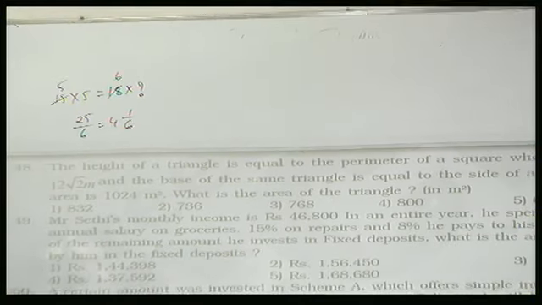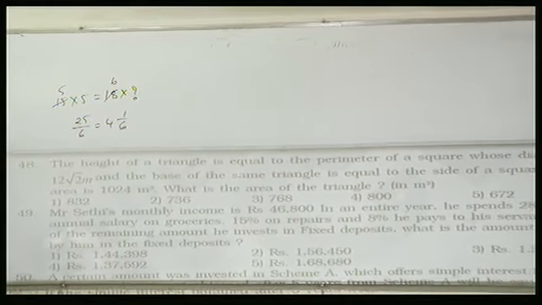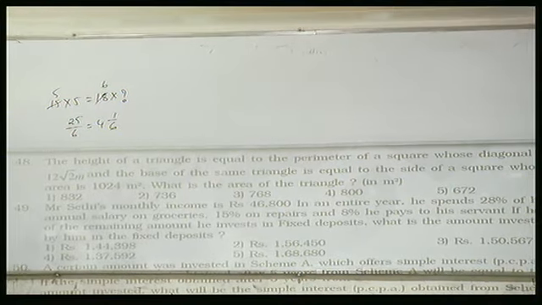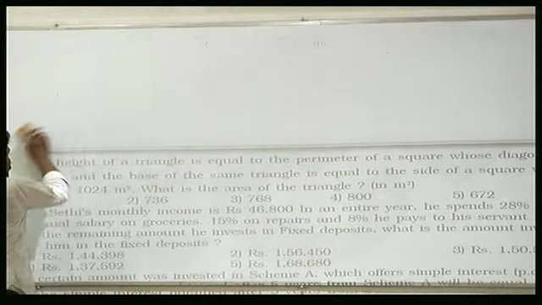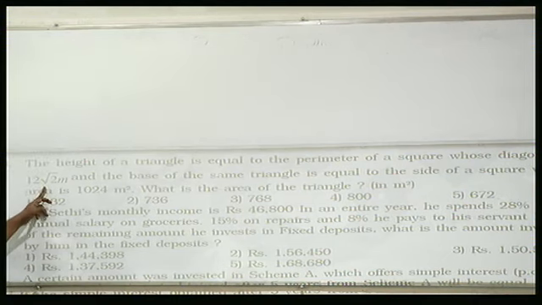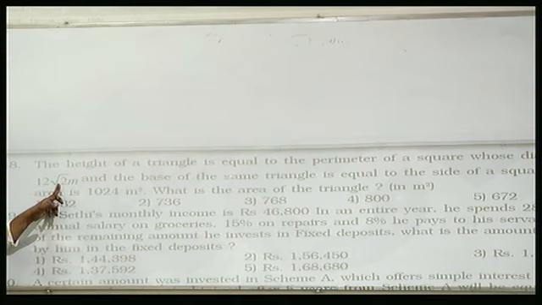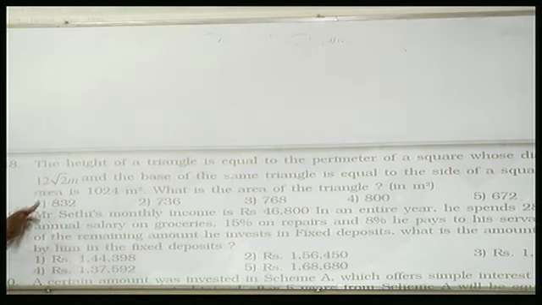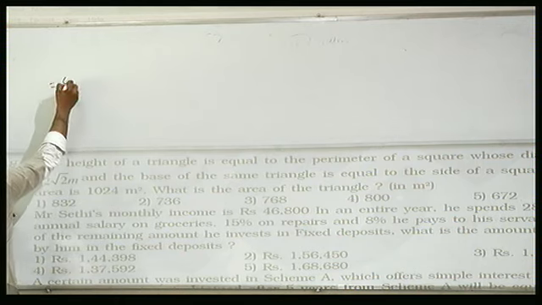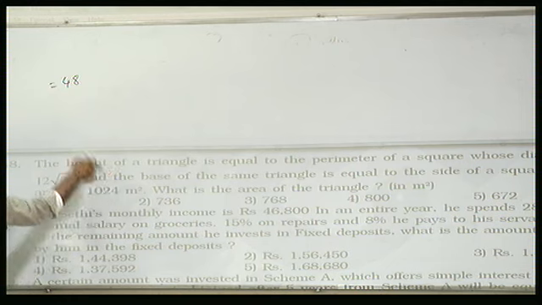The height of the triangle is equal to the perimeter of the square whose diagonal is 12 root 2. Diagonal in the sense root 2a, root 2 gets cancelled and a is equal to 12. If a is equal to 12, side is equal to 12, perimeter is 4a, which is 12 into 4, 48. And the height of the triangle is equal to 48.